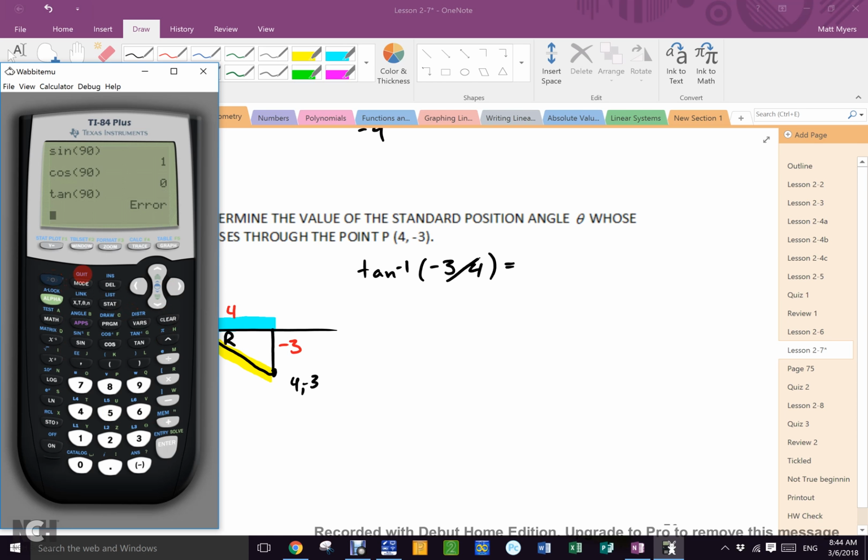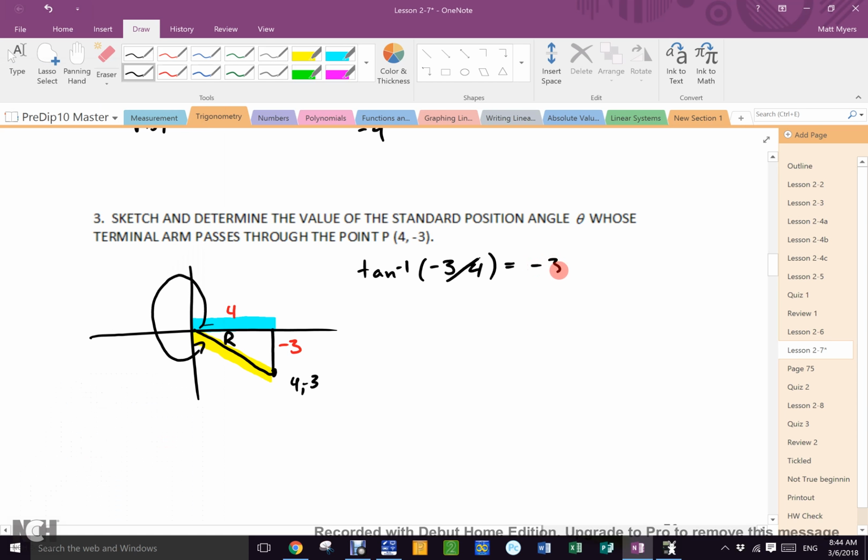What's that going to do for me? Shift, tan, negative 3 divided by 4. What's that going to give me? Negative 37, yes? Now you've got to use your brain. You know that that's the reference angle. Since it's negative, you know you've got to count clockwise or counterclockwise. Clockwise. So you know you have to go clockwise 37 degrees. Which means if my reference is 37, what is my theta?